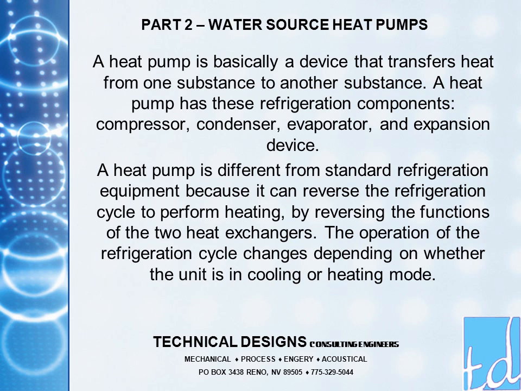So now that we've toured the building, let's look at the water source heat pump and how it operates. A heat pump is basically a device that transfers heat from one substance to another. A heat pump has these refrigerant components: a compressor, condenser, evaporator, and expansion device. A heat pump is different from standard refrigeration equipment because it can reverse the refrigeration cycle to perform heating by reversing the function of the two heat exchangers. The operation of the refrigerant cycle changes depending on whether the unit is in the heating or cooling mode.